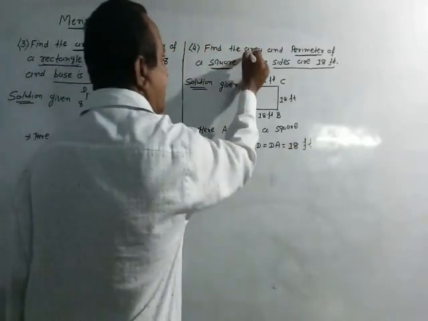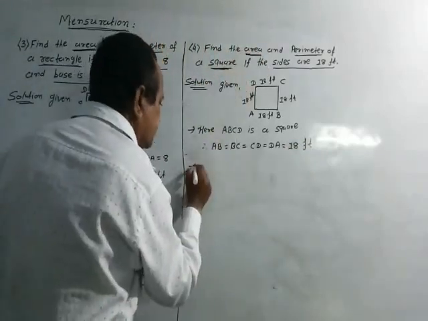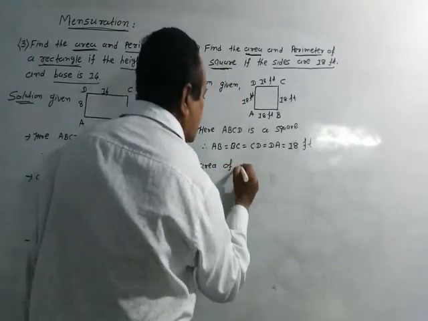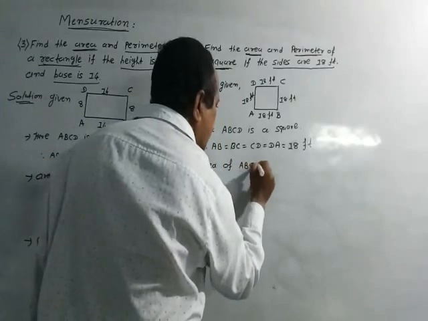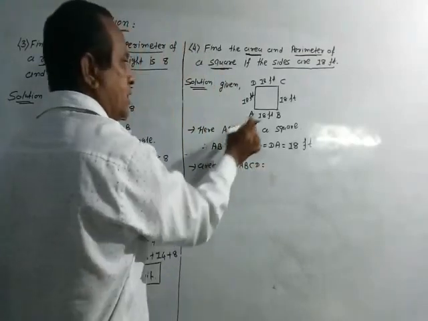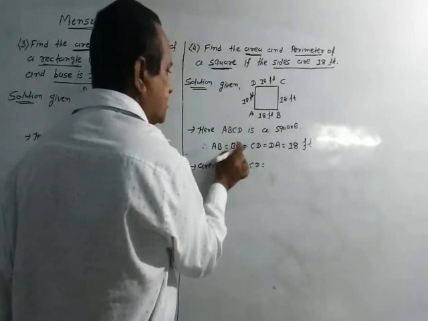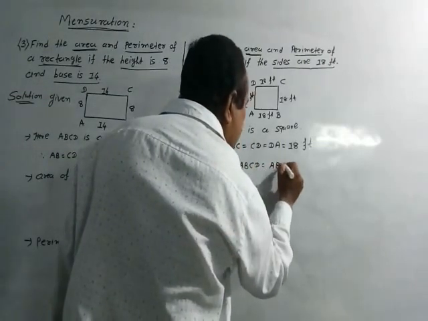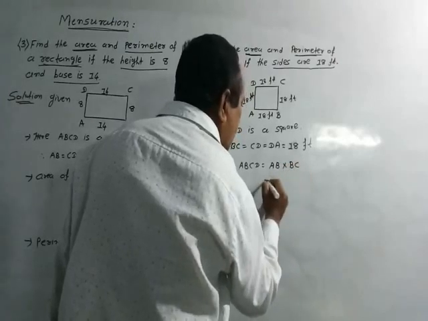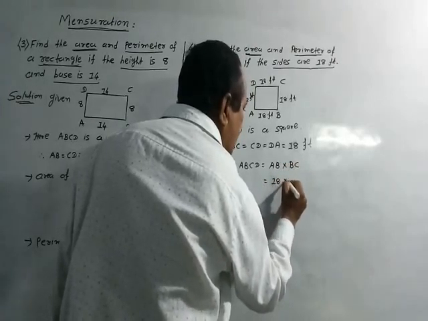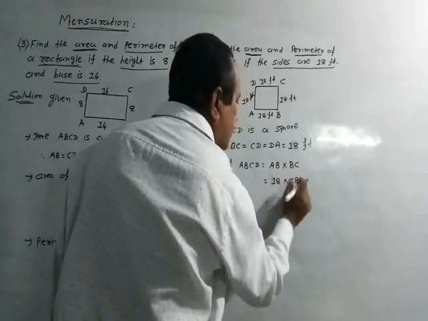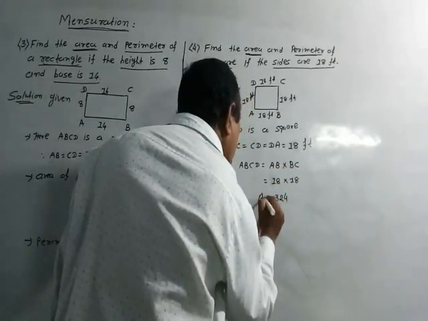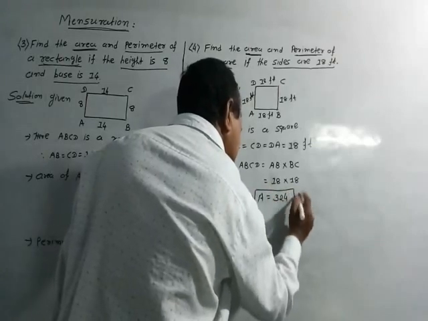Now find the area of square ABCD. Area of square is AB multiplied by BC, otherwise AB square, because AB is equal to BC. So the value of AB is 18 and the value of BC is 18. 18 multiplied by 18 is 324. That is the area of ABCD. It's a square.